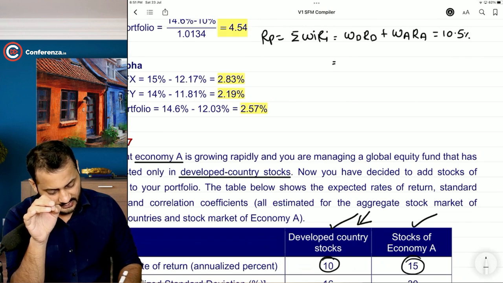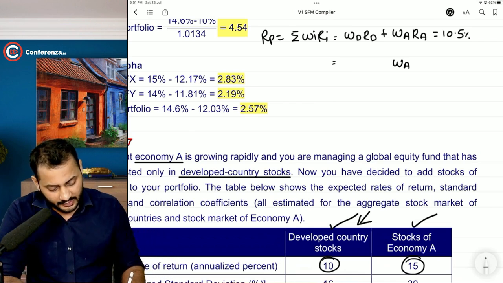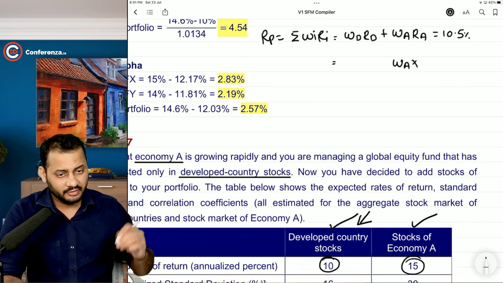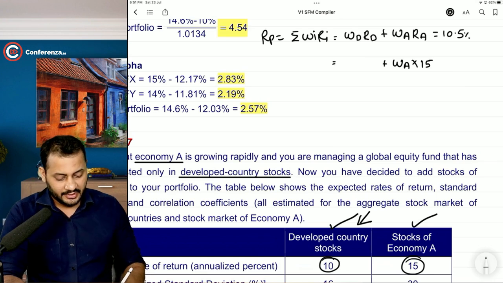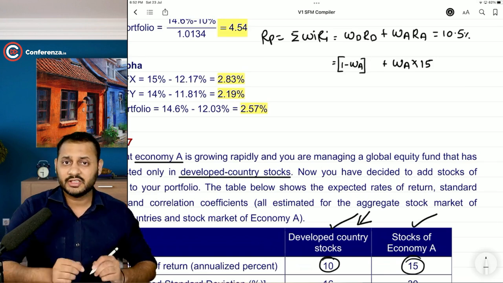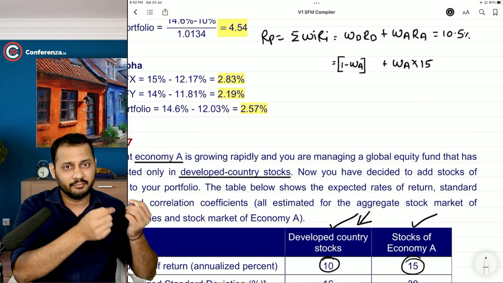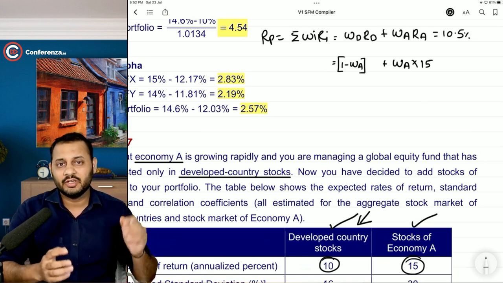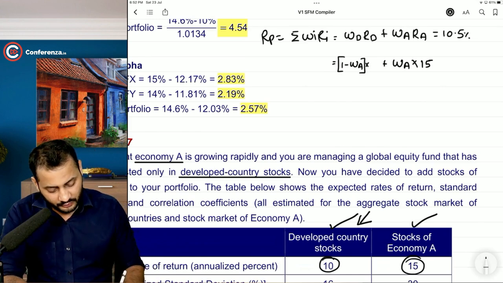Also, let's say the weight of stocks of economy A, that's what we have to find out, is WA itself, and the return of the stocks of economy A given in the question is 15%. Can I write down the weight of developed country stocks as 1 minus weight of A? Because there are only two things in the portfolio. If economy A's weight is WA, developed country stocks will be the balance weight, which is 1 minus WA into 10%, should be equal to 10.5.